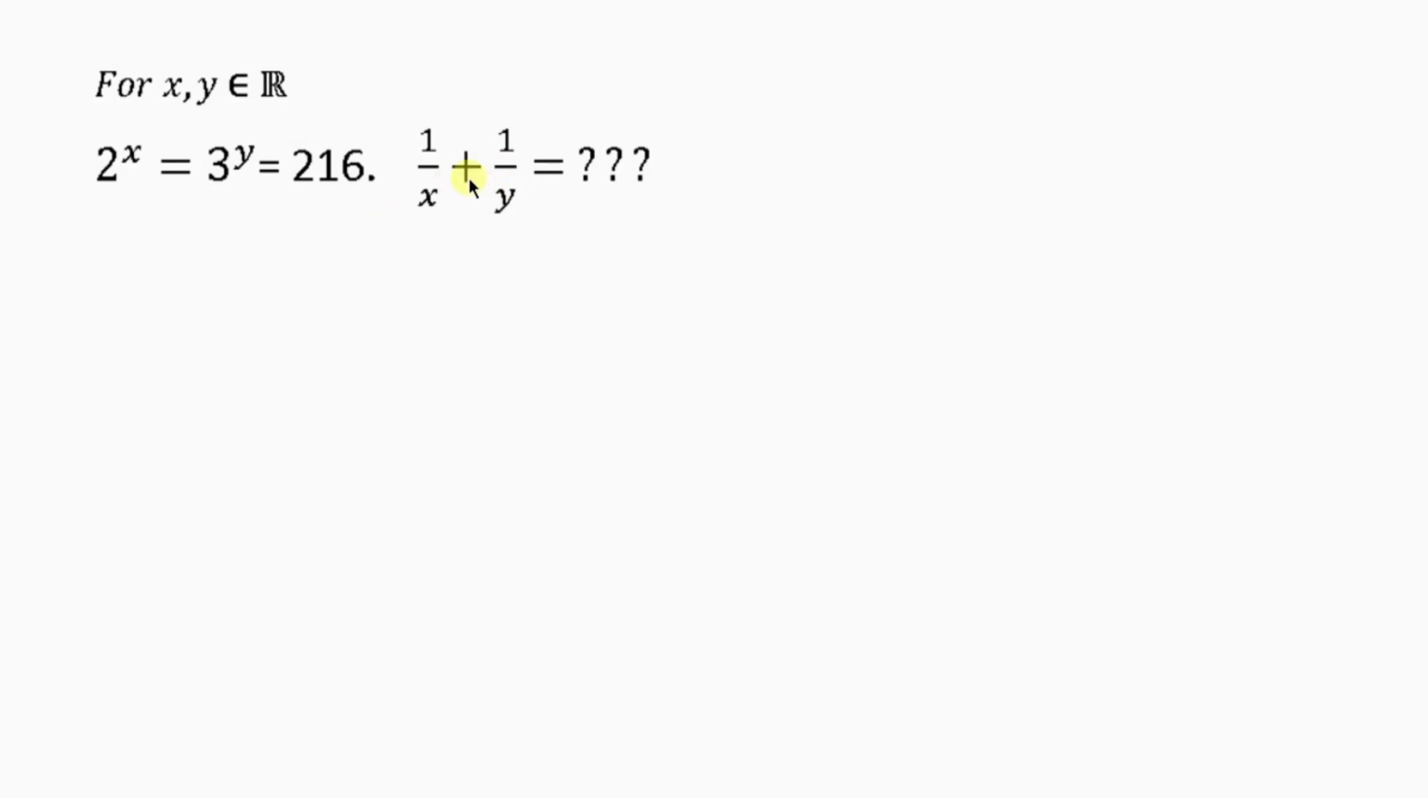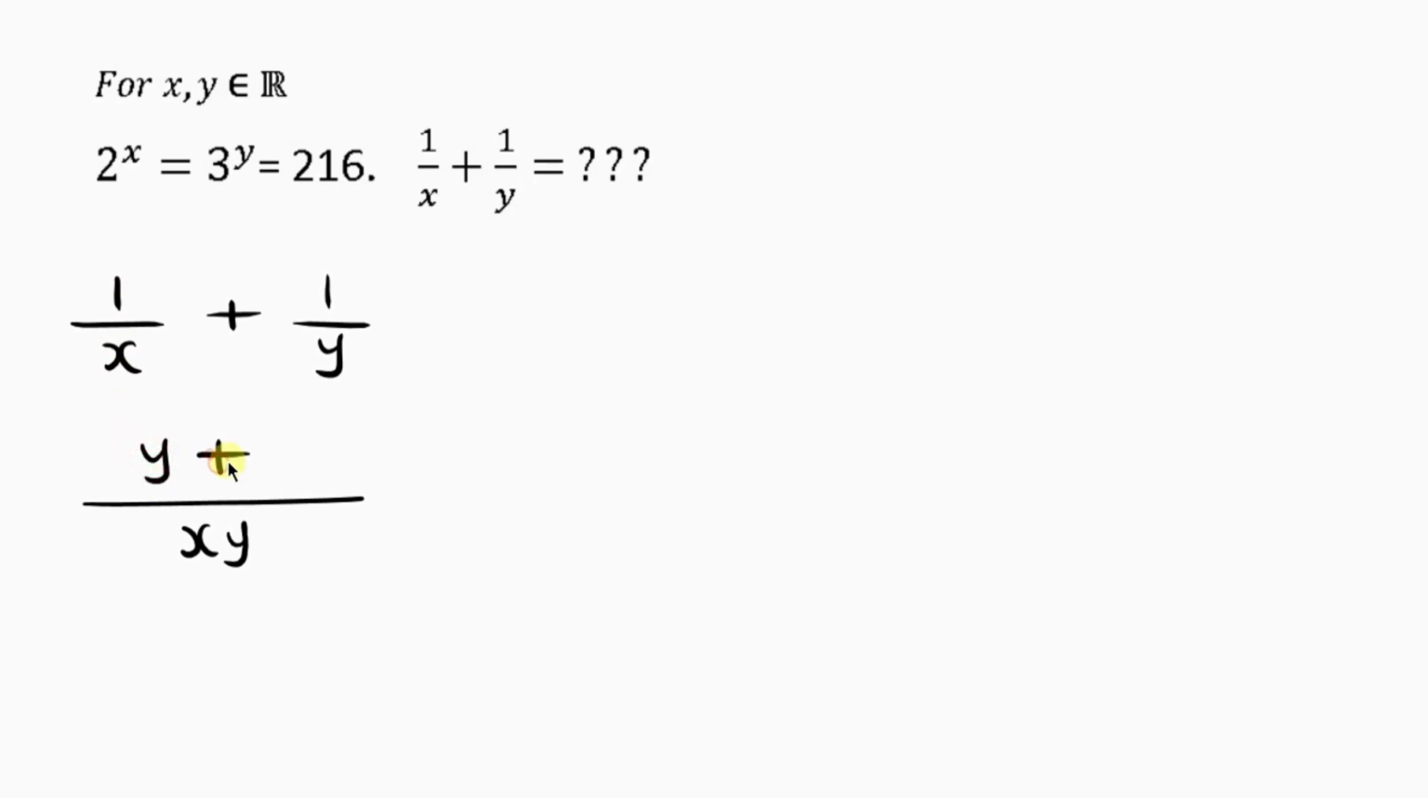So our first step is to take what the question asks us to look for, which is 1 over x plus 1 over y. We have to make it a single fraction. And how do we do that? By taking the LCM. So what's the LCM of x and y? The LCM of x and y is actually xy. So xy divided by x is y, so y times 1 is y. Plus xy divided by y is x, x times 1 is x. So this is our first step. Take note of this expression here because it means a lot to us.